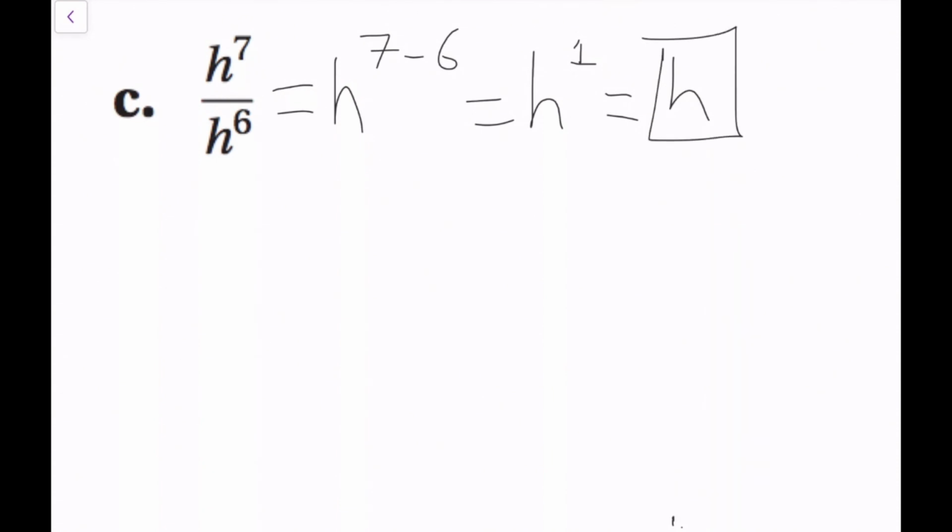Now for this one, because we have an h on the bottom, we actually can't allow h to be 0, because if h was 0, we'd be dividing by 0, and that would be undefined. So technically, h is not going to equal 0 here, but you don't need to worry about that for now.